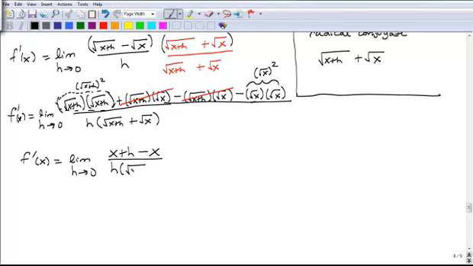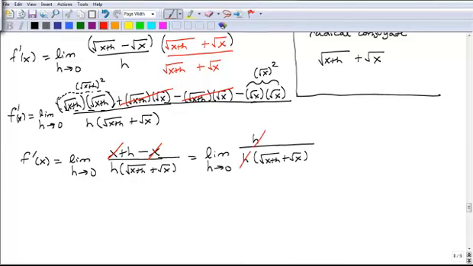On the bottom, I have h times square root of x plus h plus square root of x. That's what the conjugate does. The conjugate makes the square roots go away. So I wanted to multiply the top by the radical conjugate so I could get the square roots to go away. And notice when the square roots go away, plus x and minus x add to 0. All I have left on top is an h, which will let me cancel that h on the bottom. So that's what the radical conjugate does for you. It makes the square roots go away on top. And when the square roots go away on top, it'll let you cancel that h on the bottom.